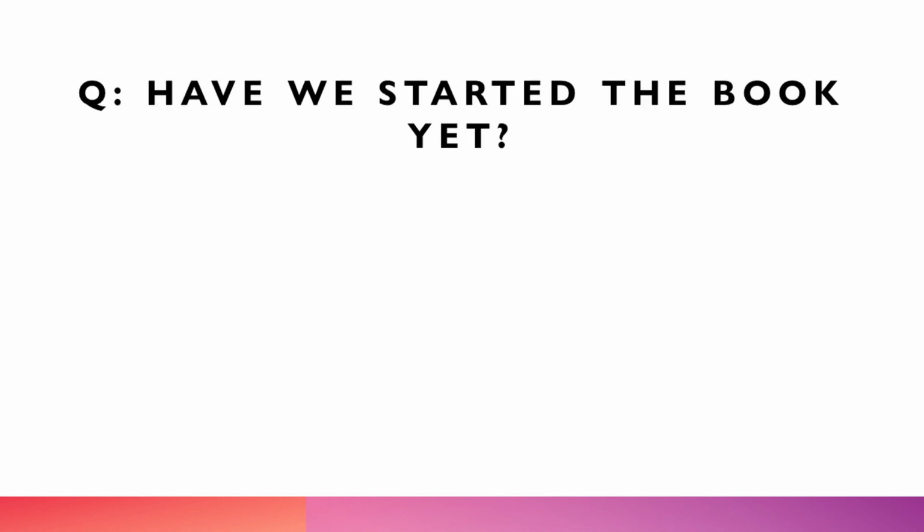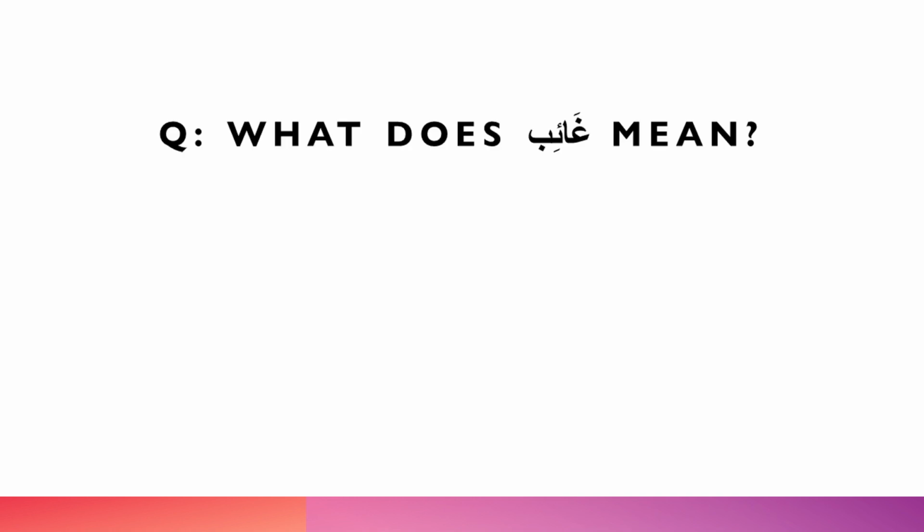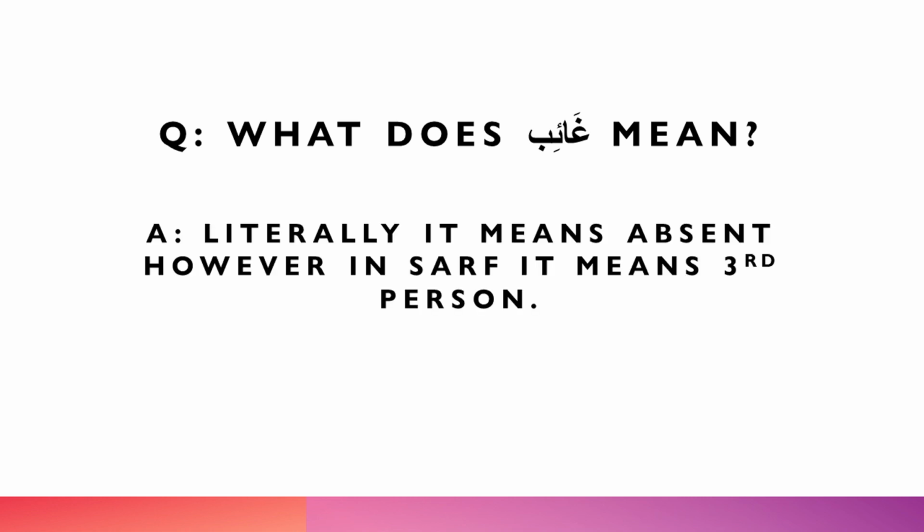We've not opened the book. We've not even done an introduction of the book yet. However, we've done some parts of the book without even realizing. Ghaib is someone that's absent, but in this context it means third person, because when you're speaking about a third person, that person's not here. But ghaib literally means absent. What's your name? Ilyas ghaib. Ilyas is absent, like that.